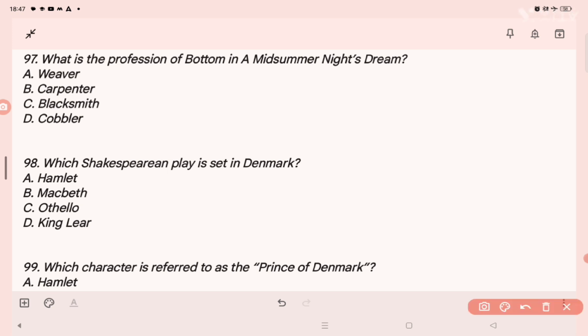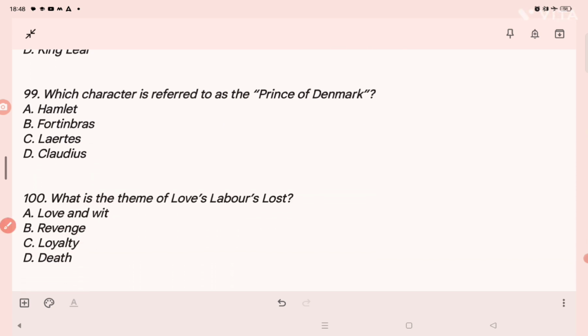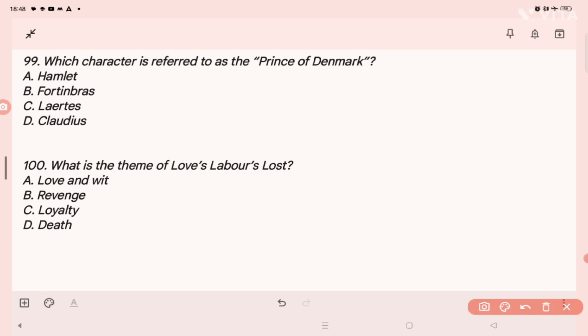What is the profession of Bottom in A Midsummer Night's Dream? Option A, weaver. Bottom is a weaver in A Midsummer Night's Dream and he is famously transformed into a donkey. Which Shakespearean play is set in Denmark? Option A, Hamlet. Hamlet is set in Denmark, focusing on the tragic story of the Prince of Denmark. Which character is referred to as the Prince of Denmark? Option A, Hamlet.